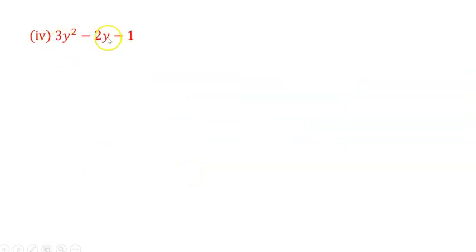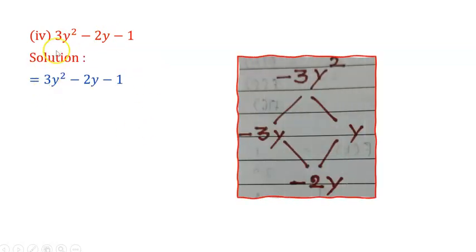Next, 3y square minus 2y minus 1. Now the product of 3y square and minus 1 is minus 3y square and the middle term is minus 2y. Now find out the two numbers such that whose sum is minus 2y and the product is minus 3y square. Therefore, these are the two numbers, that is minus 3y and plus y. Their algebraic sum is minus 2y and their product minus 3y into y, then you will get here minus 3y square. Okay, the condition is satisfied.